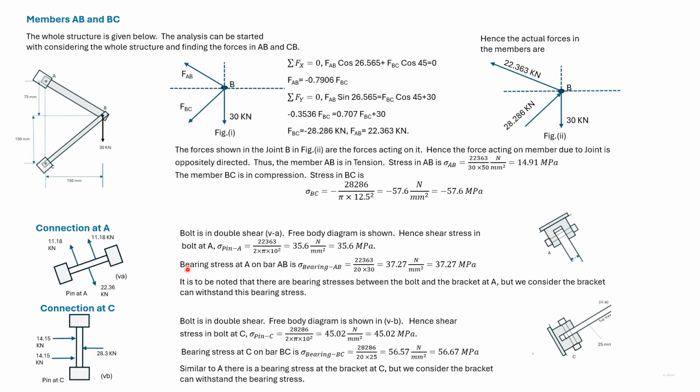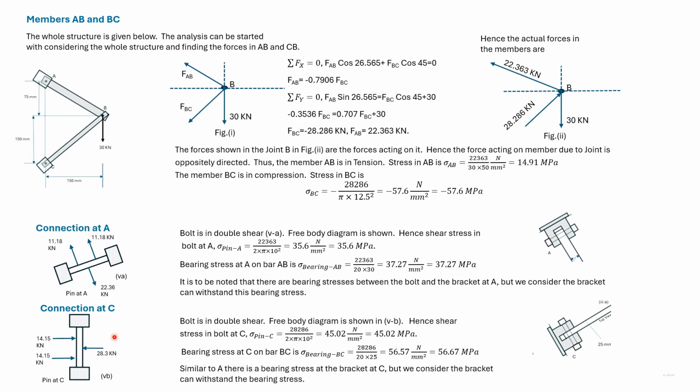We now look at the connection at C. The force in BC is 28.3. It is compressive. So this is the direction of the force in the connection. Here again, the force in the two arms of the bracket is 14.15 kilonewton, and the maximum shear force that will act is 14.15 kilonewton. Divide that by the area and get the shear stress acting on the bolt C.